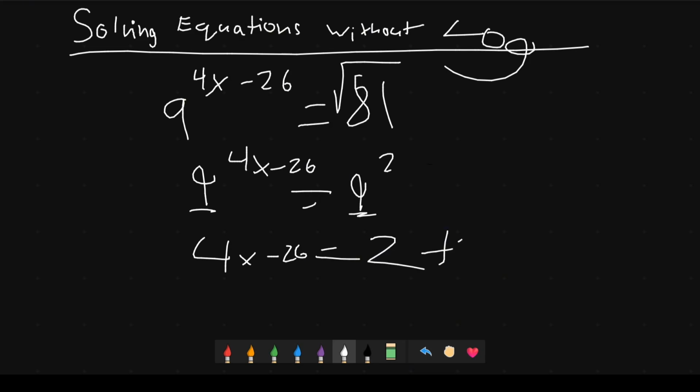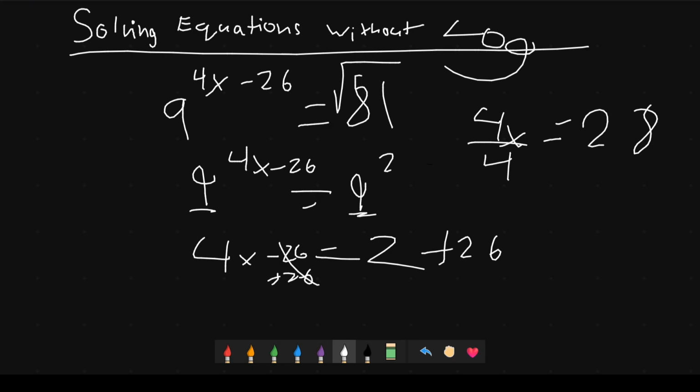Then we can just add 26 to both sides, which crosses out. Then we're left with 28 equals 4x. Then we just do simple division. Since this is a multiplication, we would divide on both sides. And then we're left with x equals 7.